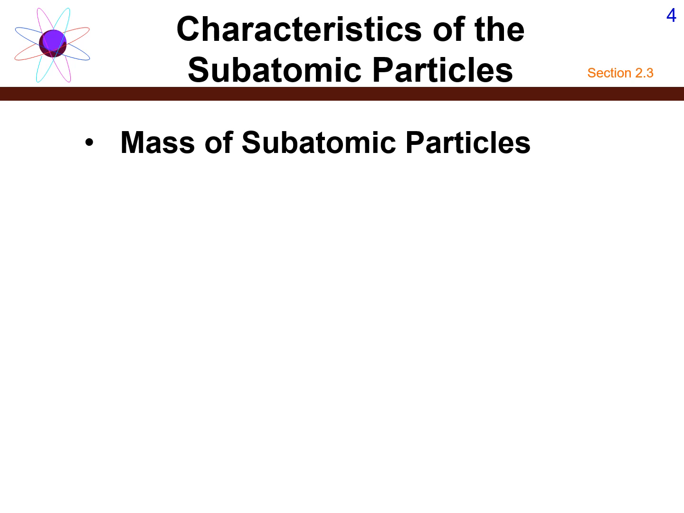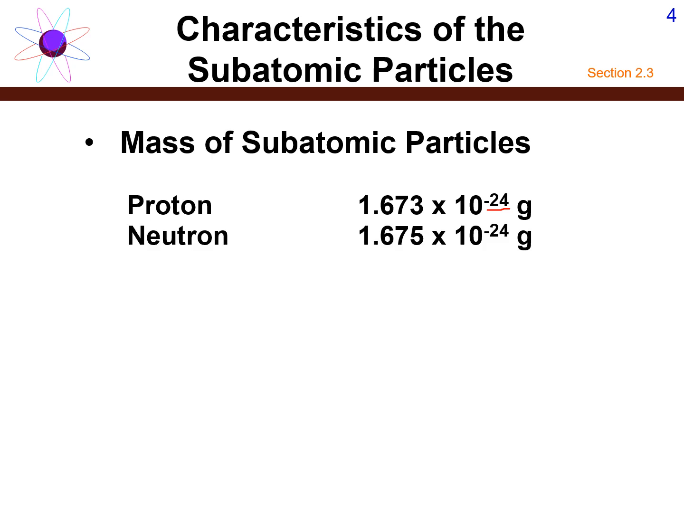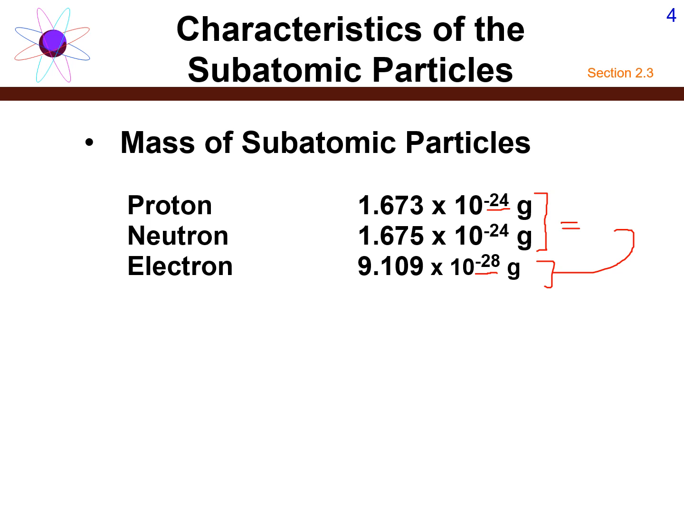So they have a mass. Each one of those three different particles has a mass. A proton weighs 1.673 times 10 to the minus 24 grams. Now this times 10 to the minus 24 indicates this is a very, very small mass. A neutron basically weighs the same, 1.675 times 10 to the minus 24 grams. So these are almost equal to each other in mass. And then electrons is 9.109 times 10 to the minus 28. And so that's actually way smaller than these two. So electrons are very small in comparison to the protons and neutrons located in the nucleus of the atom.